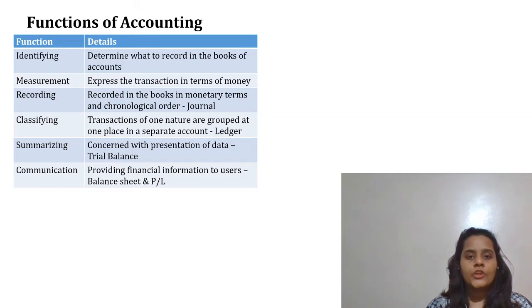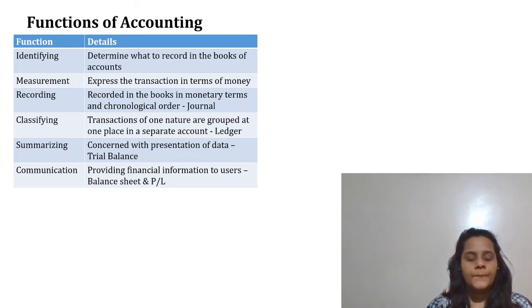The next step is recording. All the transactions are recorded in chronological order, that is, date-wise. Say on 1st March you paid rent, so that transaction will be recorded in the books on 1st March. On 5th March you purchased goods, that transaction will be recorded on 5th March. This is done in the form of a journal, which we will study in detail in our upcoming videos.